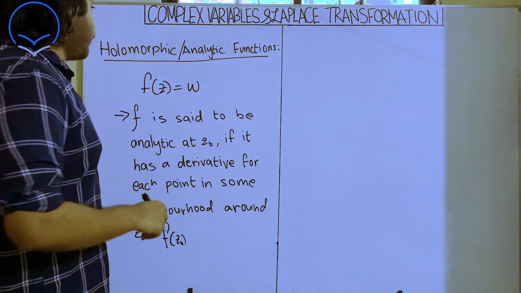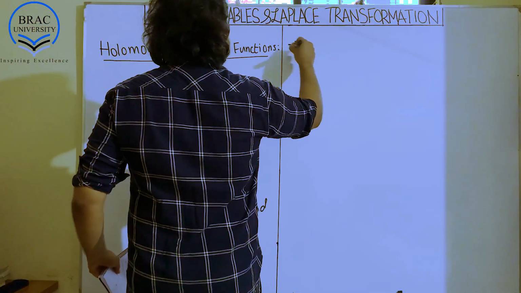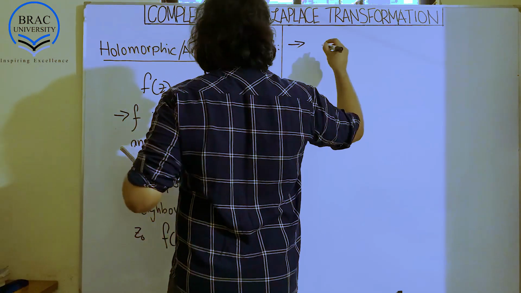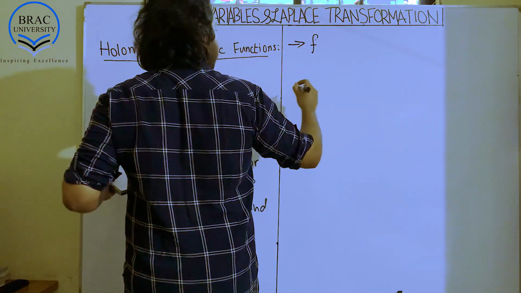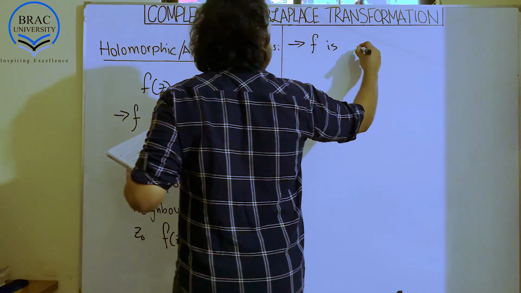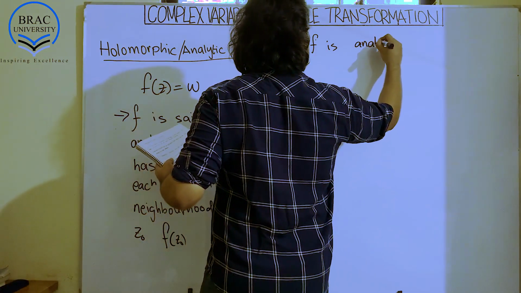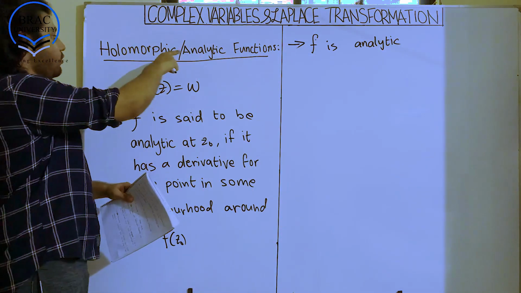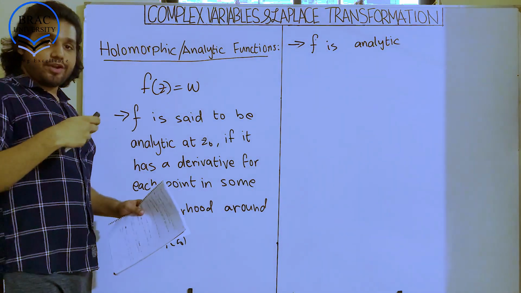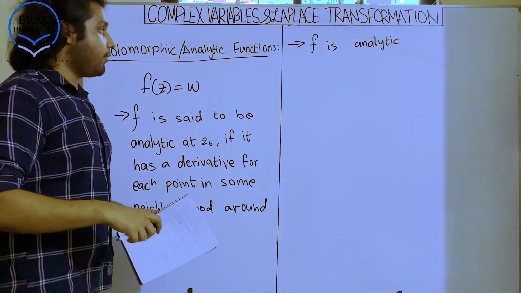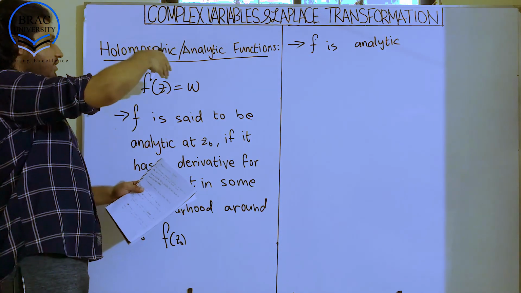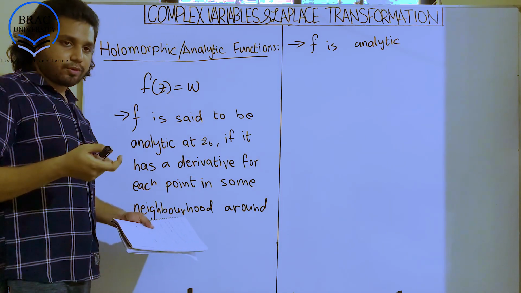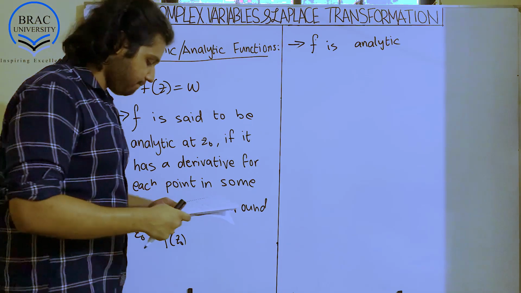Now, furthermore, we say a function is analytic or holomorphic. These two terms, analytic and holomorphic, are interchangeable with each other, which is why I gave holomorphic / analytic functions. In complex analysis, they both mean the same thing.